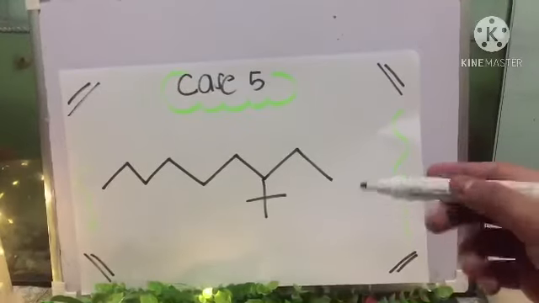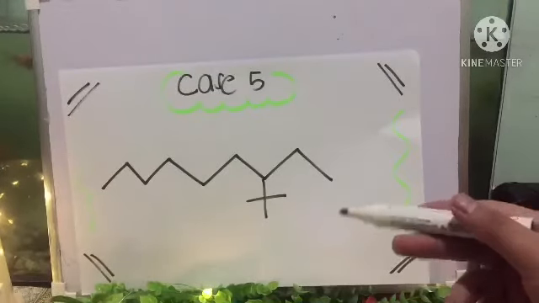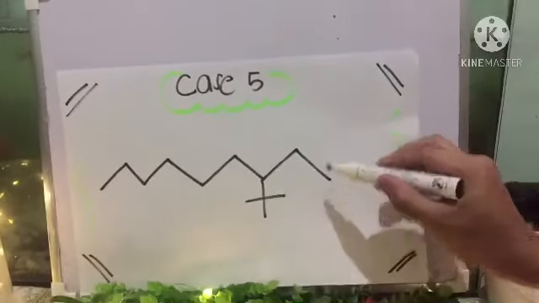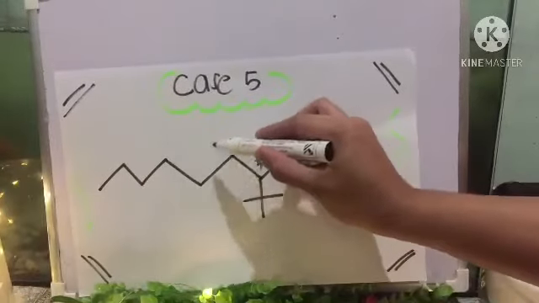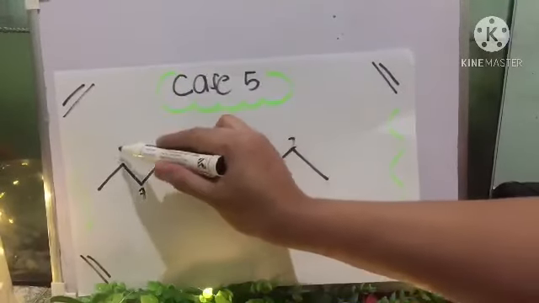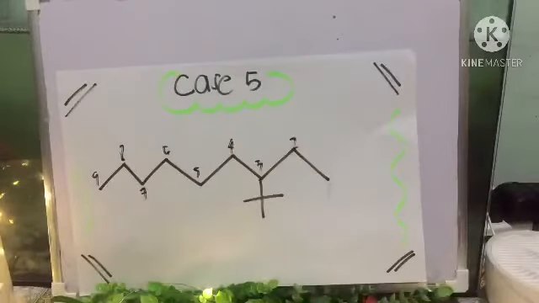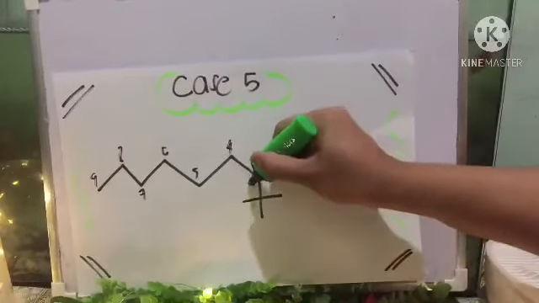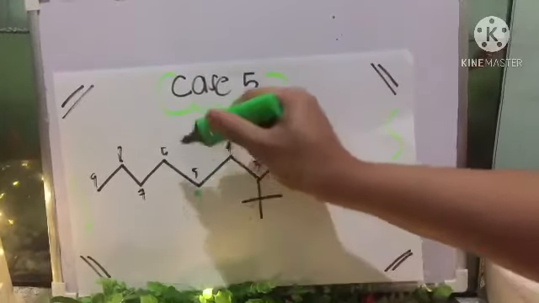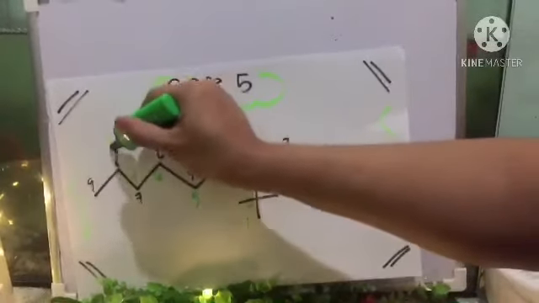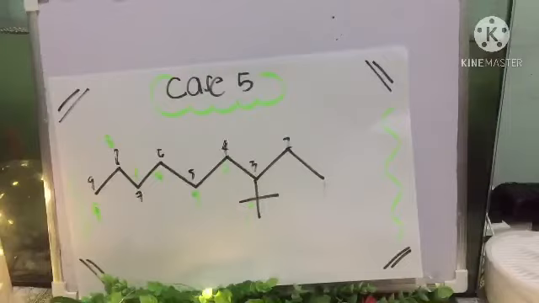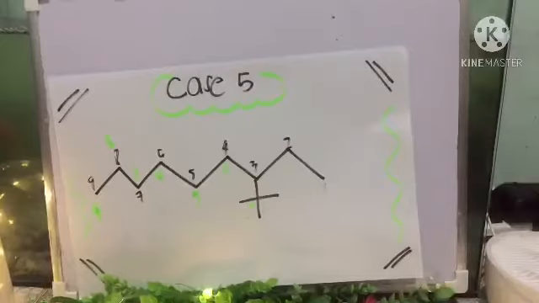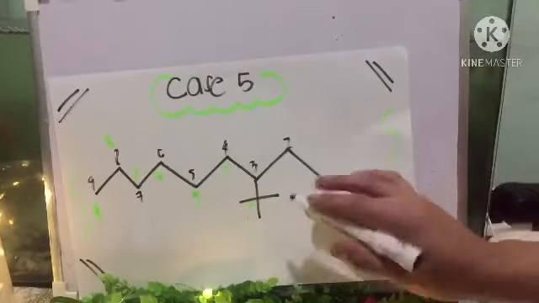So the structure has multiple same length carbon chains. So in this step 1, find the longest carbon chain. So we have 1, 2, 3, 4, 5, 6, 7, 8, and 9. Or 1, 2, 3, 4, 5, 6, 7, 8, 9. So 9 carbons are here. So 9 carbons is nonane.